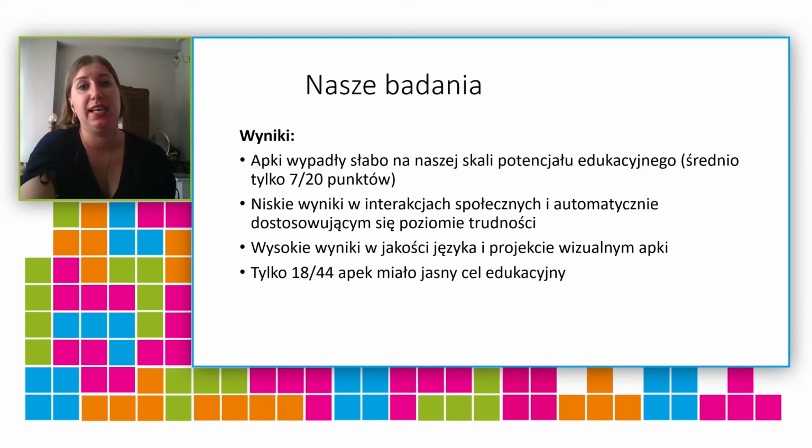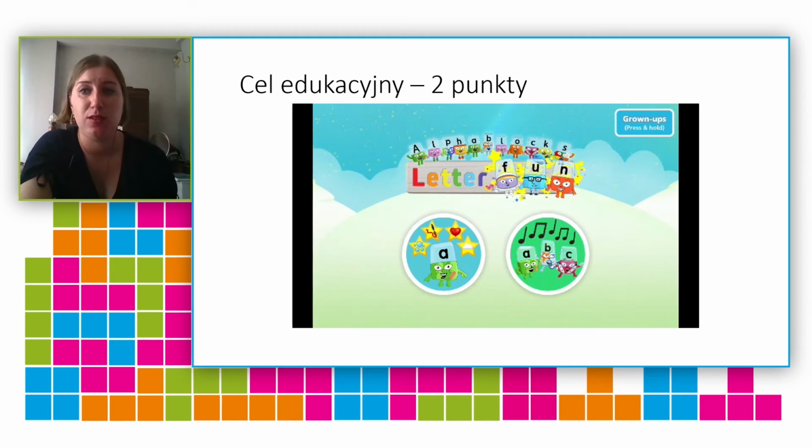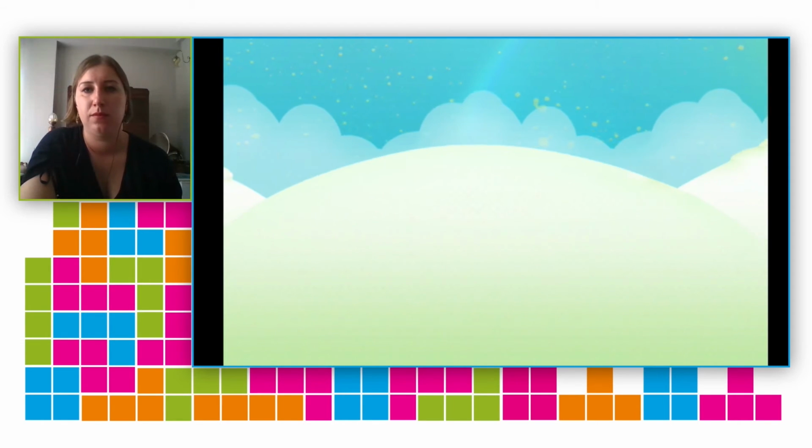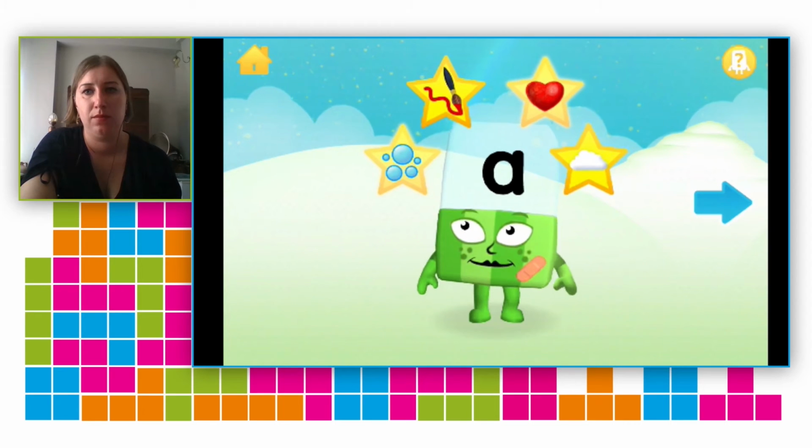Only 18 out of 44 applications had a clearly precise and stated educational purpose or goal. And now let me give you a handful of examples. What is the educational purpose? Here we have Alpha Blocks, an English application, which scored 2 points. That is the maximum for the definition of the goal.